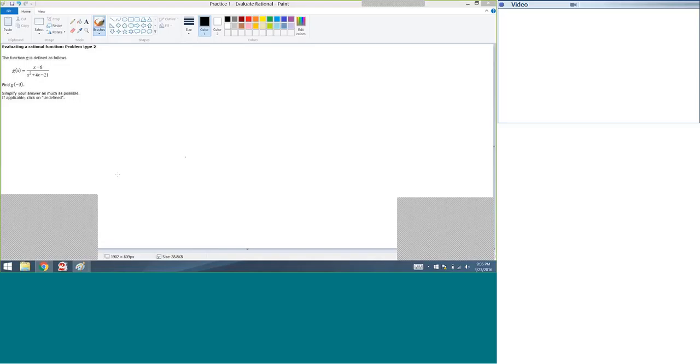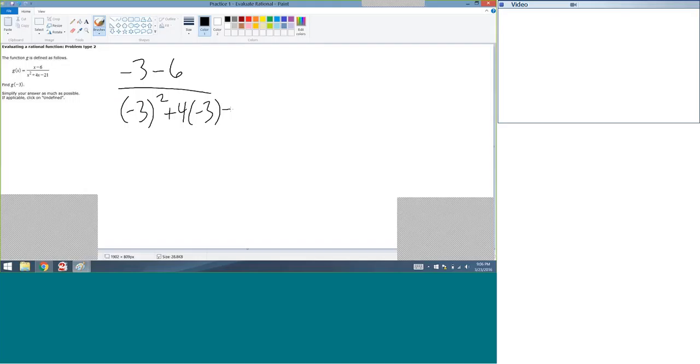Same as the other one, they've asked us to plug in a negative 3 in for all the x's. So we're just going to replace every x with a negative 3. So negative 3 minus 21. So reducing the top, we're going to end up with negative 9.